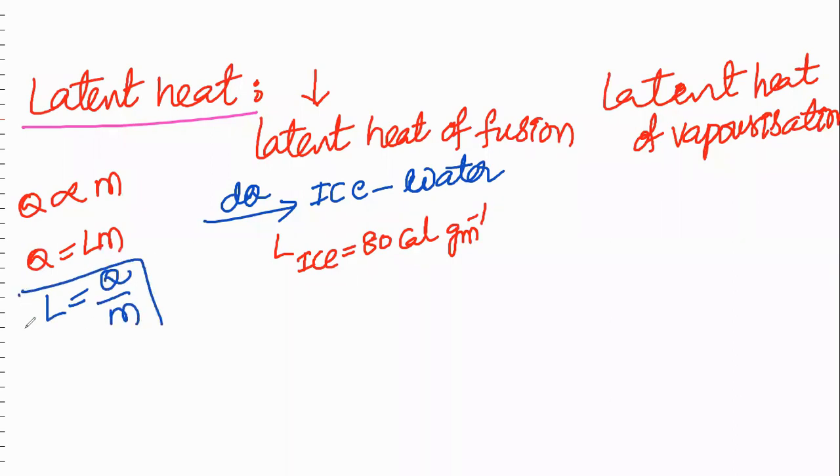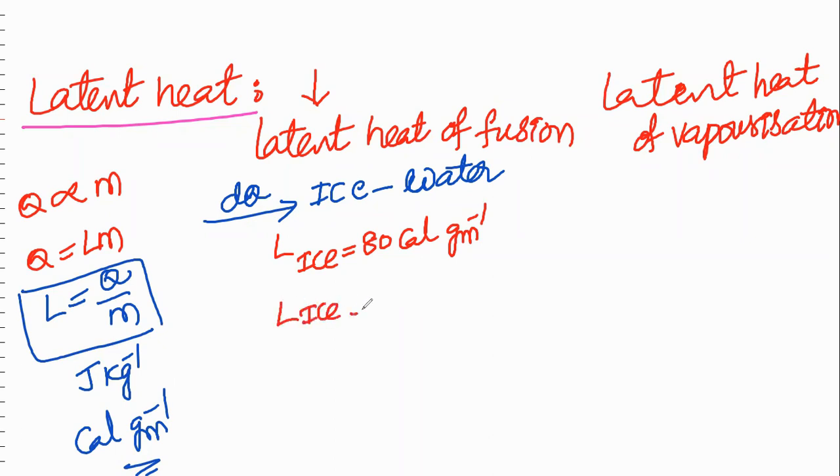The unit of latent heat is joule per kg or calorie per gram. The latent heat of ice is 80 calorie per gram, or 3.36 into 10 power 6 joule per kg.